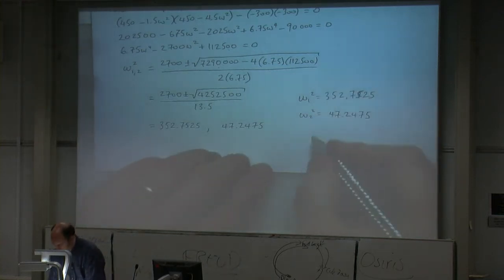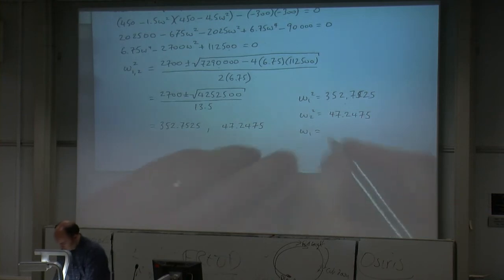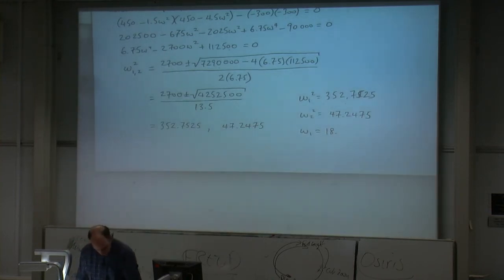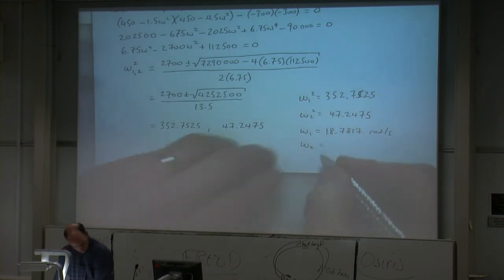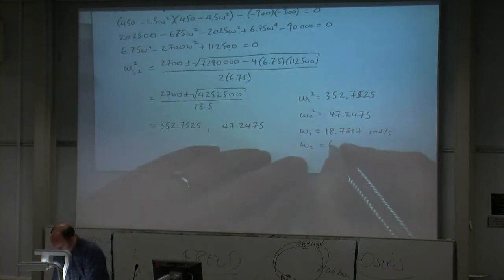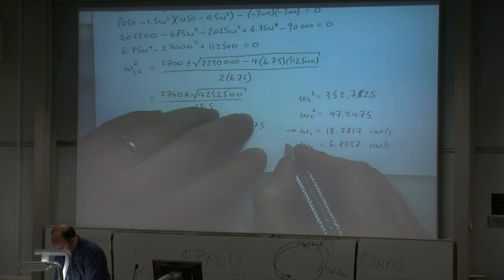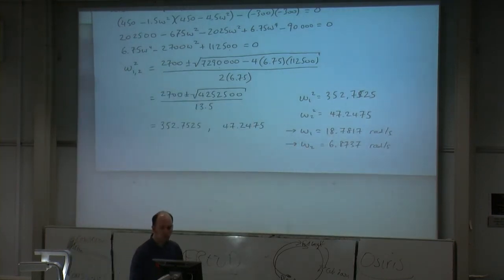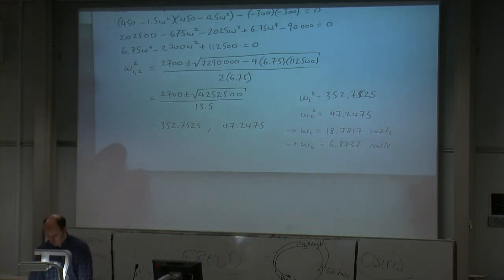And obviously if you take the square root of these, we'll get omega 1 in terms of radians per second. So omega 1 is 18.7817. And omega 2 is 6.8737. Okay. Step 2, natural frequencies.